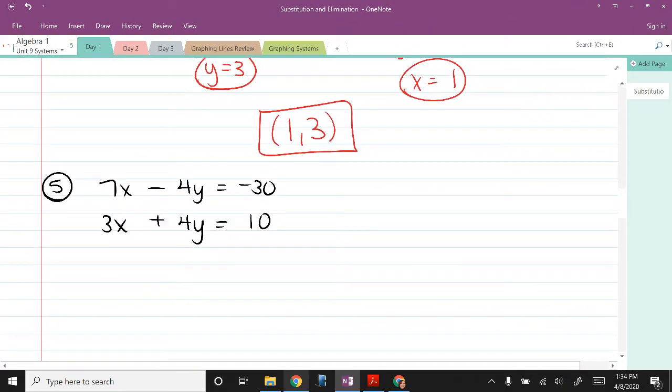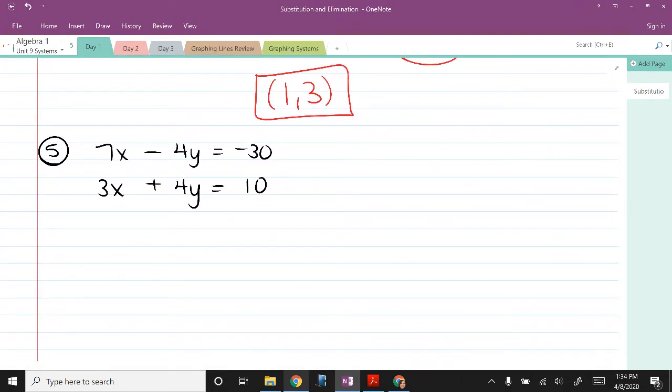All right, let's look at number 5 here. 7x minus 4y equals negative 30. 3x plus 4y equals positive 10. So pause the video, copy that down so you can be ready to work with me.